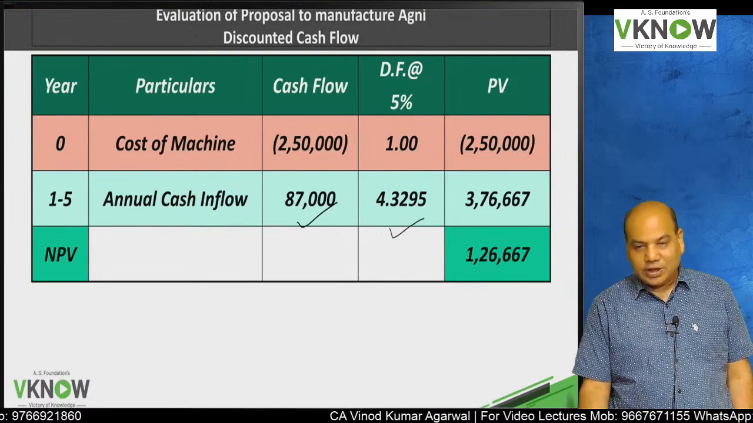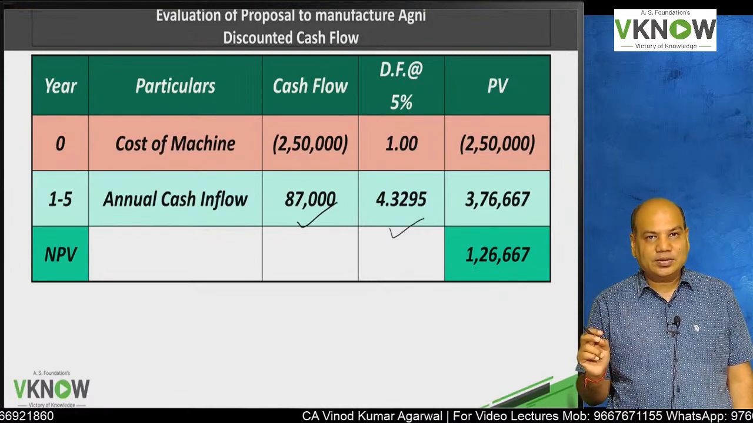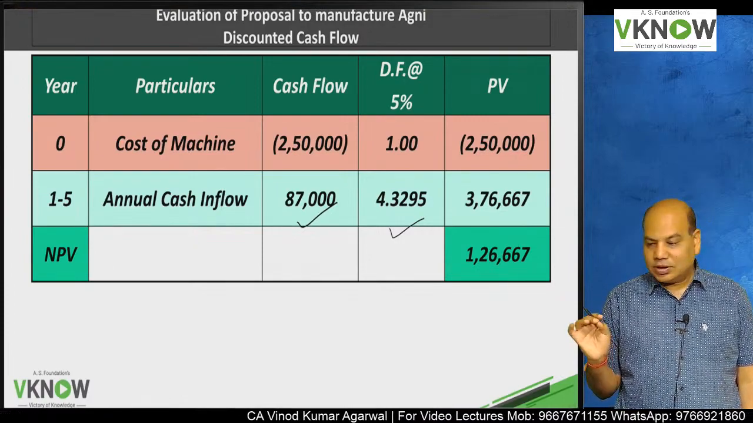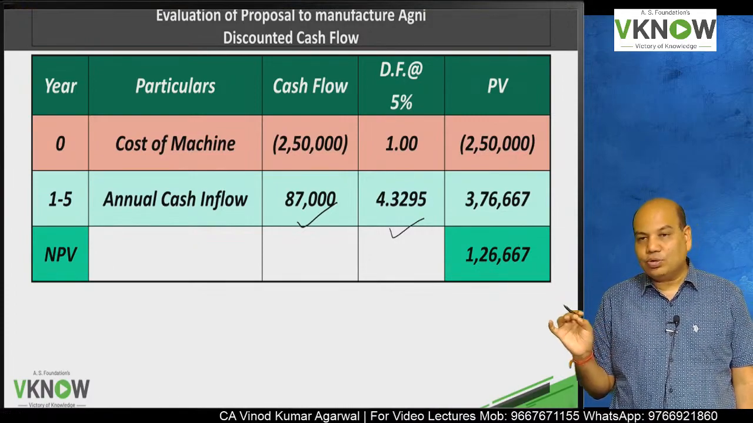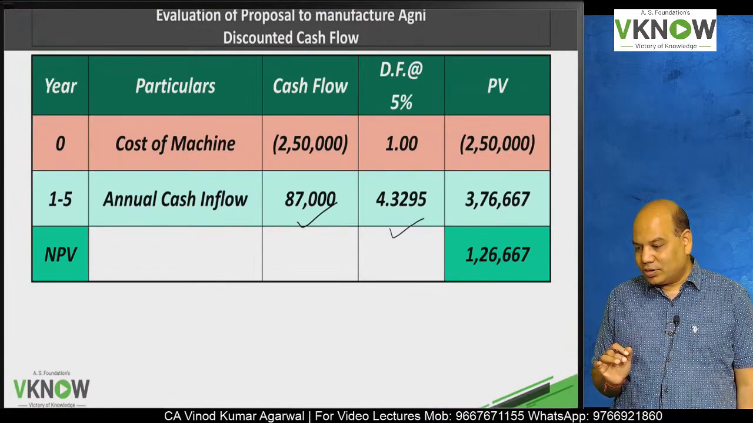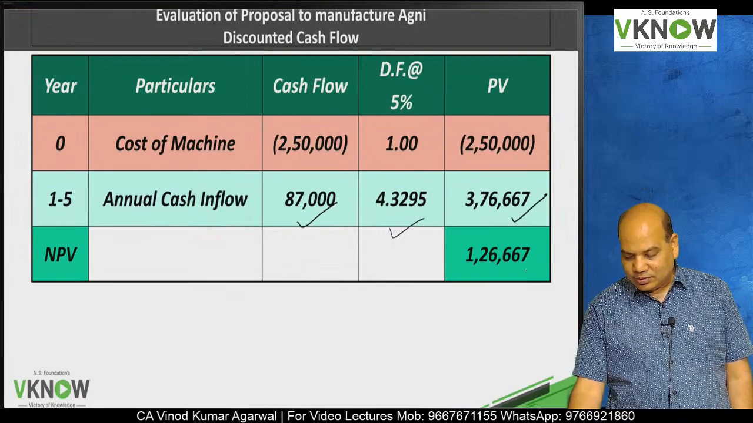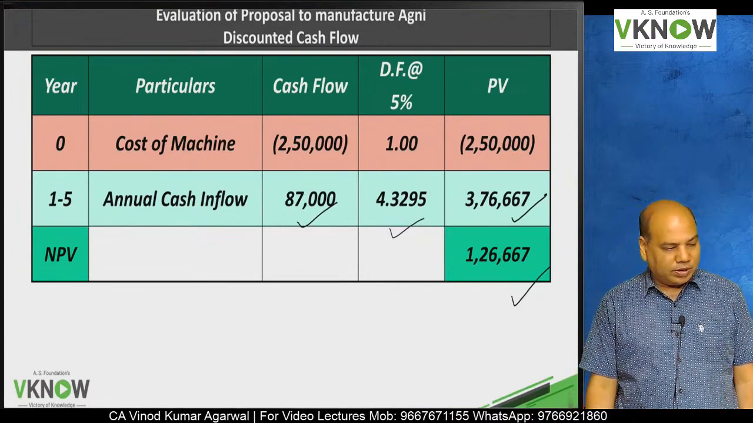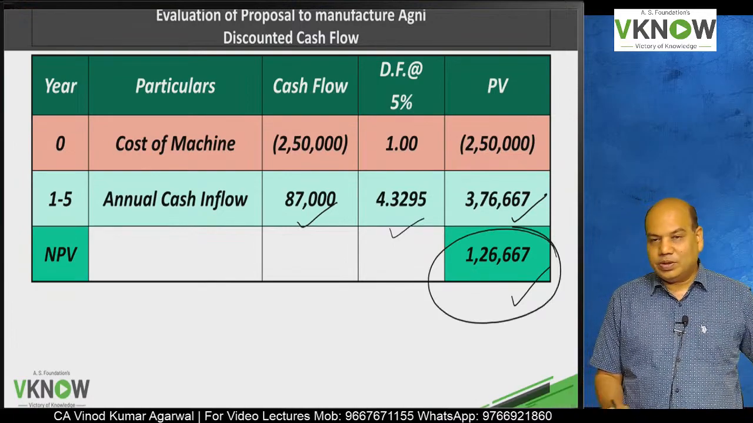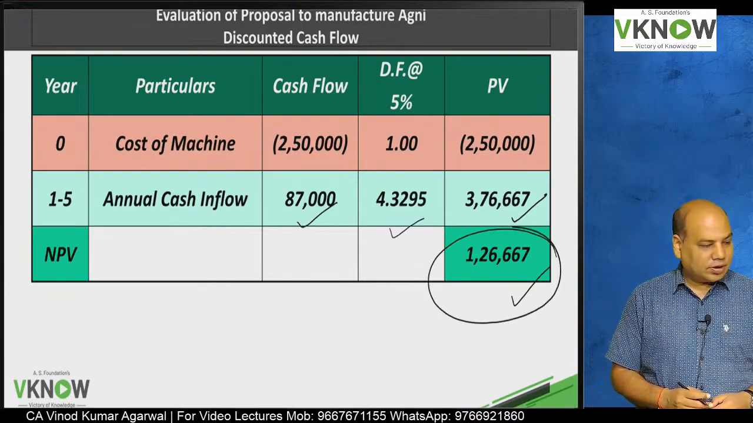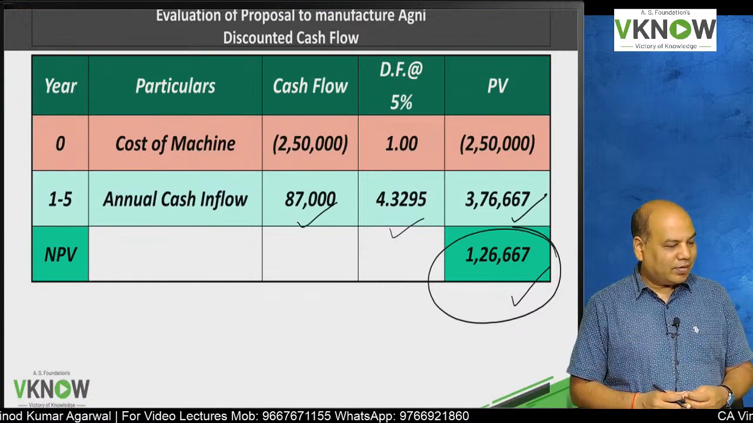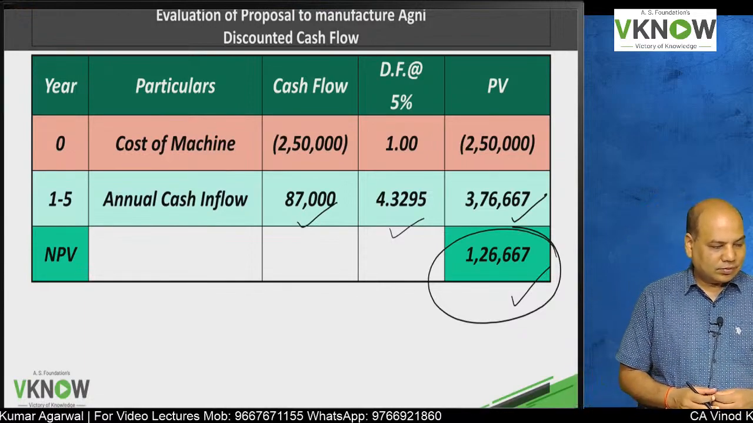Calculate the annuity factor at 5%, 5 years. That comes to 4.3295. Multiply. Then find out the NPV and just confirm whether this NPV 126,667 is it right? Is it right? Yes.